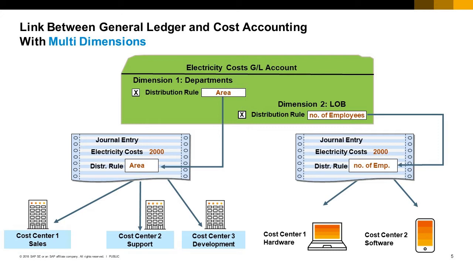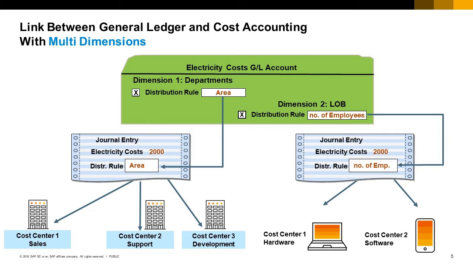In the departments dimension, it is the indirect rule that distributes the costs in accordance with the size of the department areas. In the line of business dimension, the costs will be distributed among the number of employees in each cost center. In everyday work, each time you issue an expense to the electricity expense account, the amount will be automatically allocated to the different departments according to the distribution rule defined in Dimension 1. And in parallel, the same amount will be allocated according to the number of employees working for each line of business as defined in Dimension 2.